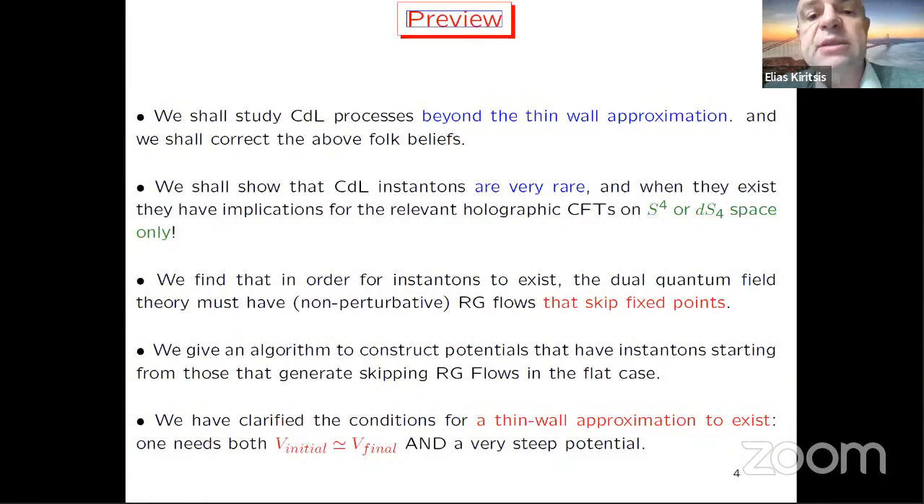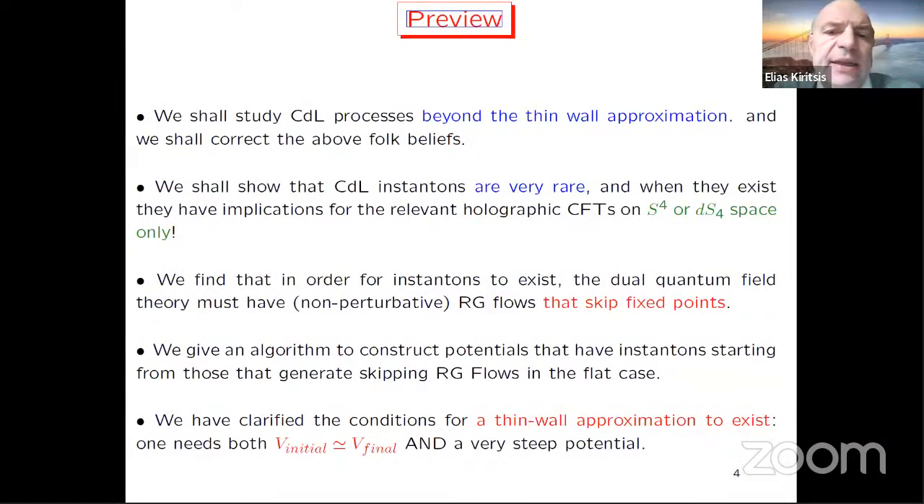What we shall show is that the Coleman-de Luccia instantons are very rare. They don't exist generically. And when they exist, they have implications for the relevant holographic conformal field theories, either on S4 or on de Sitter space only.